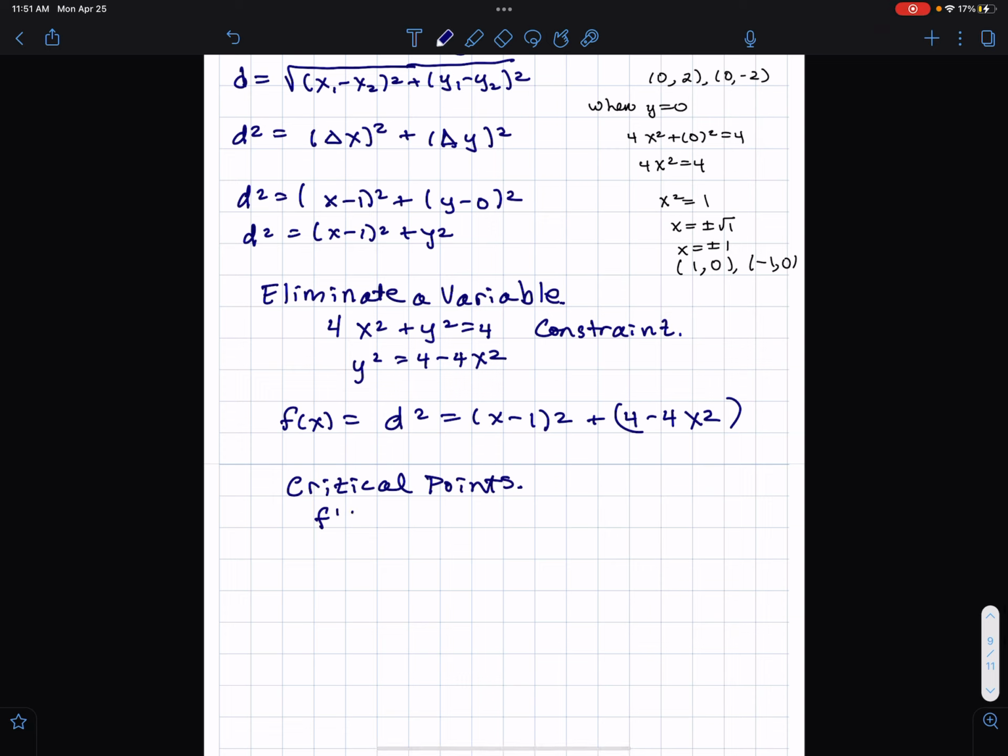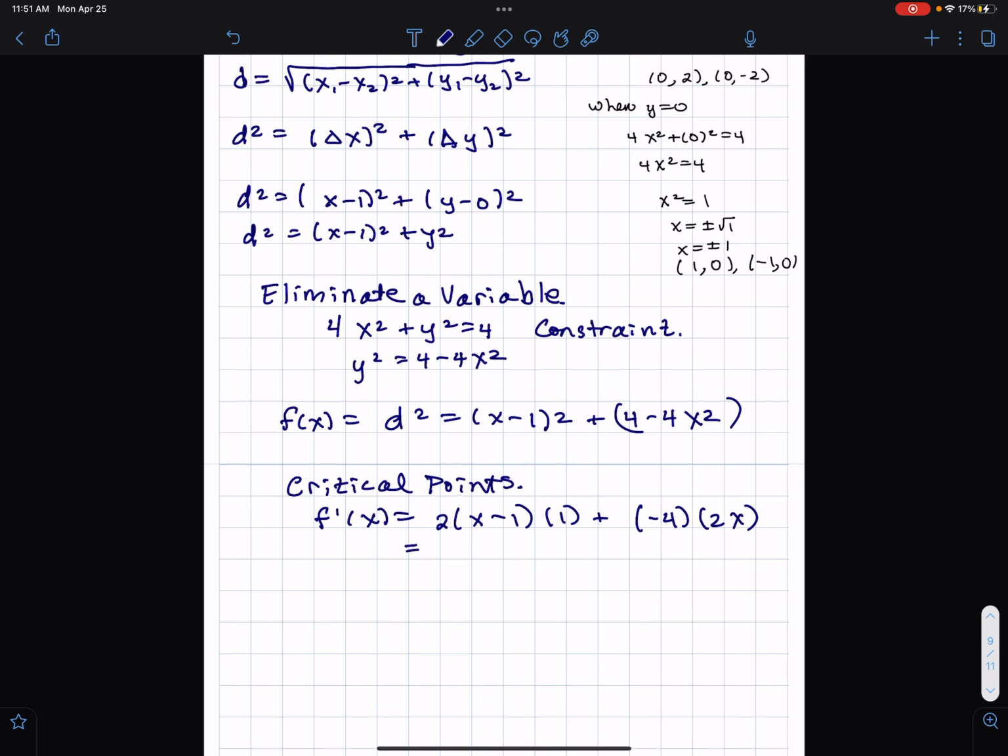The derivative is f prime of x equals what? So I have (x minus 1) squared. We use the chain rule. It's 2 times (x minus 1) to the first power. Take the derivative of x minus 1, and I get 1. Plus, the derivative of 4 is 0. The derivative of negative 4x squared: we still have negative 4, and the derivative of x squared is 2x. Someone said that becomes negative 8x.